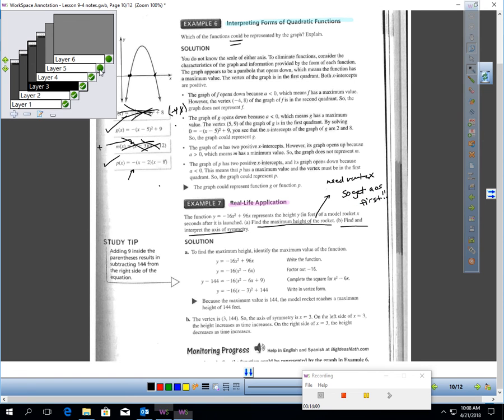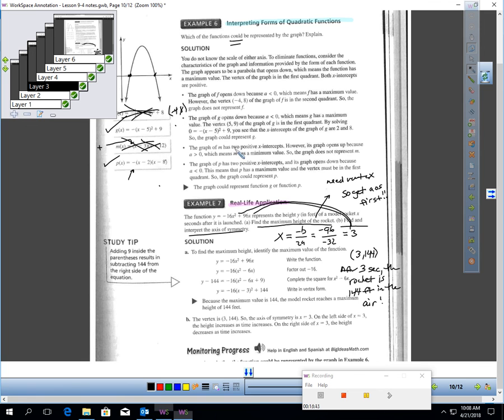Find the axis of symmetry. Okay? So negative b over 2a, negative 96 over negative 32. So that would give me 3 for x. And if I plug in 3, I find out that this works out to 144.